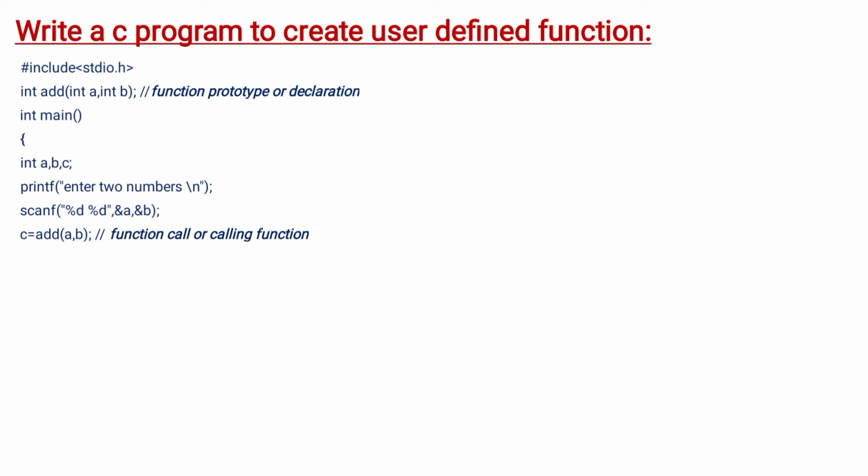Next, I am writing a function call statement here. c equals add of a comma b. So here add is our function name, and the same function name will be used in the function call. Next, I am writing a printf statement to print the result, "sum equals", the value which is stored in c. And then I am writing a return statement, return 0, and then the main function is closed here.